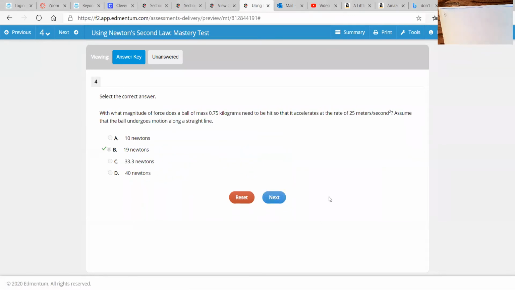With what magnitude of force does a ball of mass 0.75 kilograms need to be hit so that it accelerates at the rate of 25 meters per second squared? Assume that the ball undergoes motion along a straight line. Well, F equals ma. We're given m, 0.75 kilograms. A equals 25 meters per second squared. So now just multiply those together.